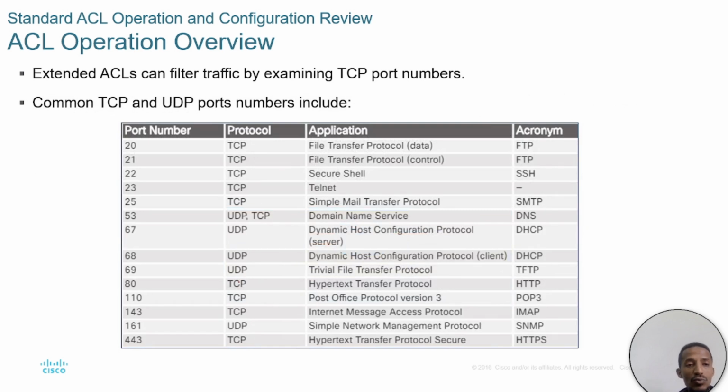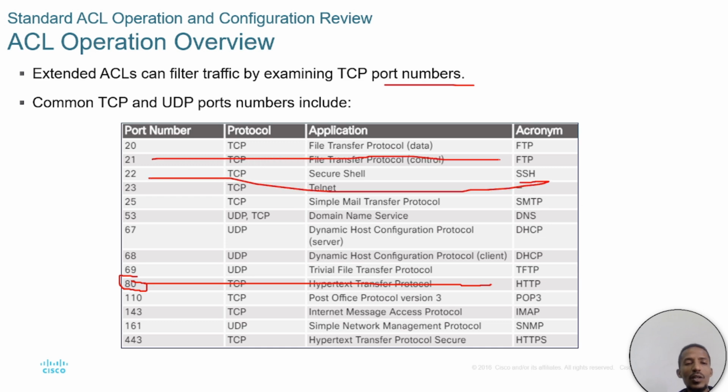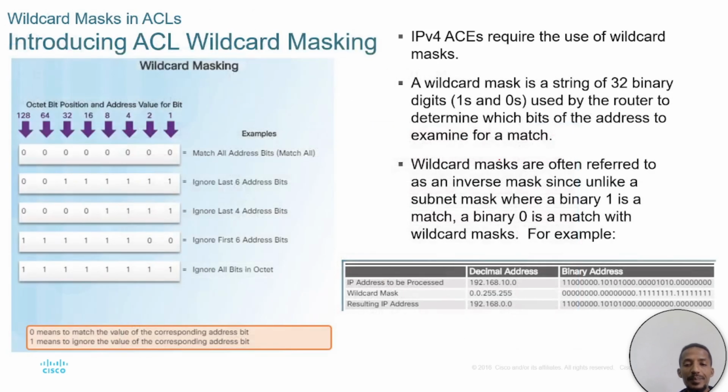And the extended access control list, we have said previously, works based on what? Based on extended criteria. One of them is port numbers, TCP port numbers. You can see here you have TCP port numbers. For example, port number 80 is for HTTP, port number 22 is for SSH, and 21 is for FTP. So you need to remember these numbers so that you can implement them well.